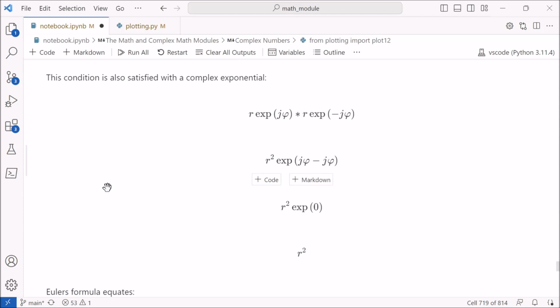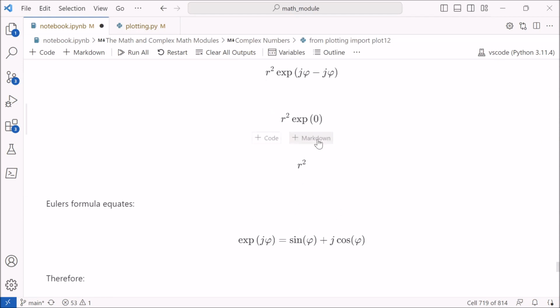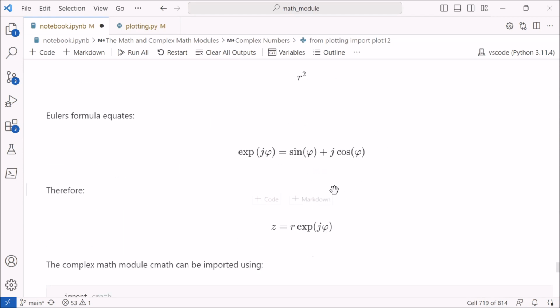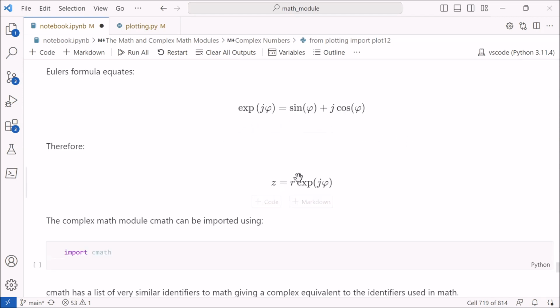And this condition is also satisfied with a complex exponential. So if we take this complex exponential and times it by this complex exponential with the sign change, then you've got r squared and then the exp of this minus this, which gives r squared the exponential of 0, which is 1, which gives r squared. And equating these together essentially gives Euler's formula, and therefore z equals r exp j phi.